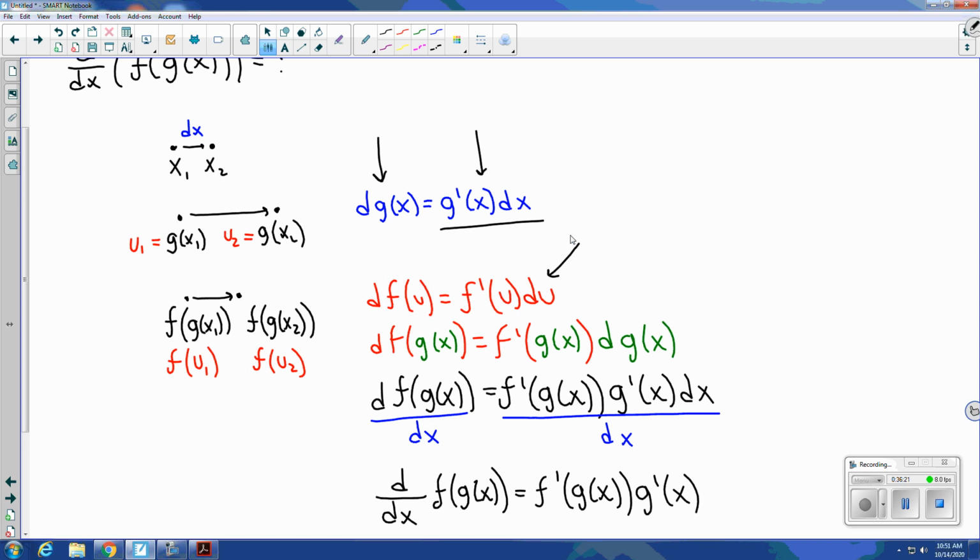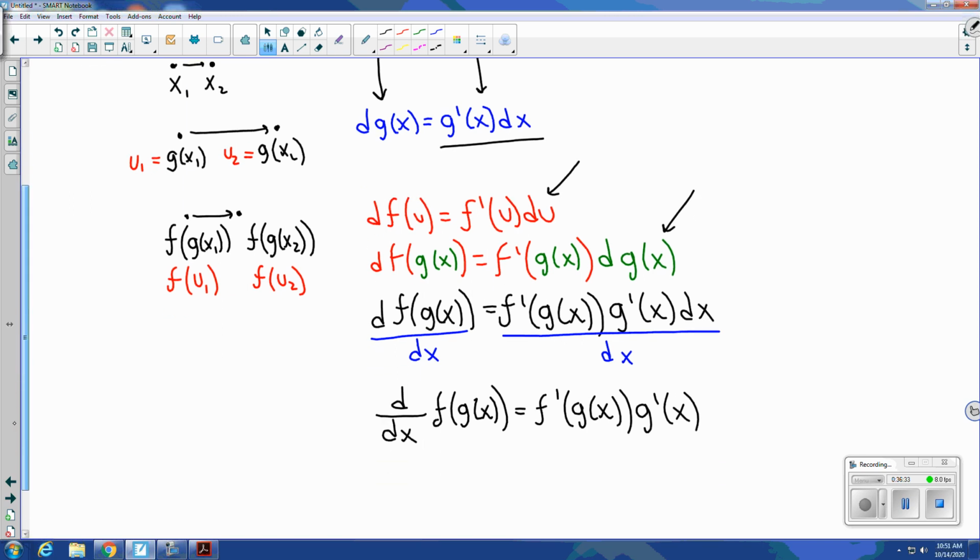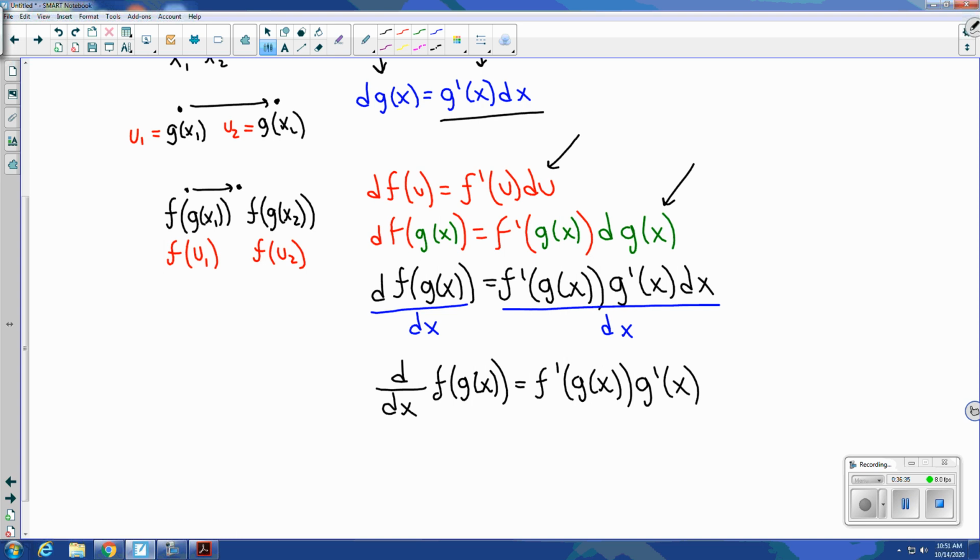And you'll see at the end, we had the differential for g of x, which we already established equals the derivative of g times dx. We divide both sides by the differential of the input x to get the derivative formula for a composition. So that is the derivation of the chain rule.